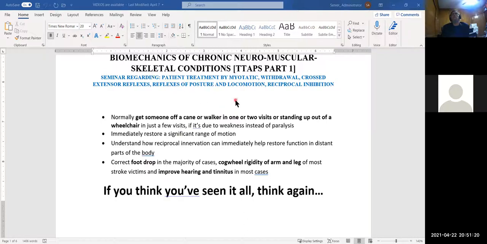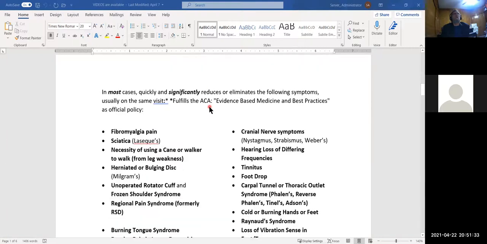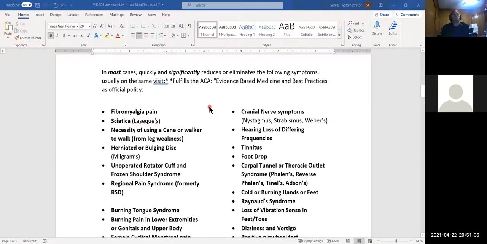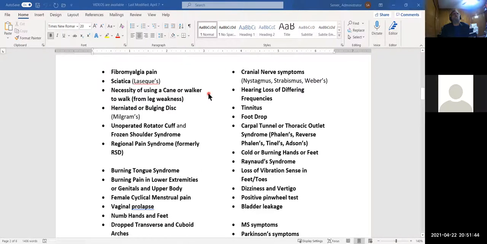So using the stuff out of part 1 here, we're getting reactions in flaccid paralysis. Okay. So if I were you, I would think about taking this. And we'll be going over some flaccid paralysis things later on. Now, this fulfills the evidence-based medicine and best practices off of what we just showed you for the ACA. And that came out directly out of the New England Journal of Medicine.